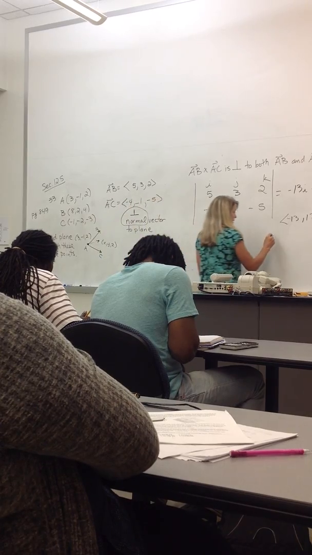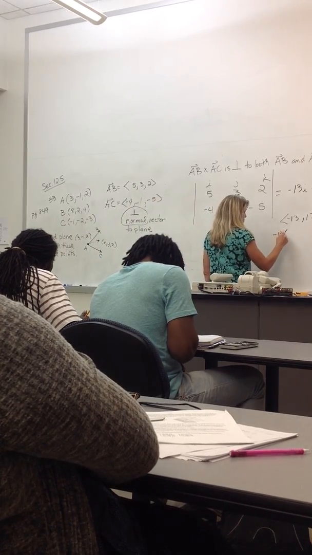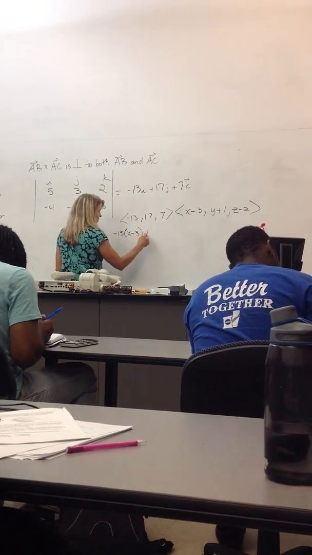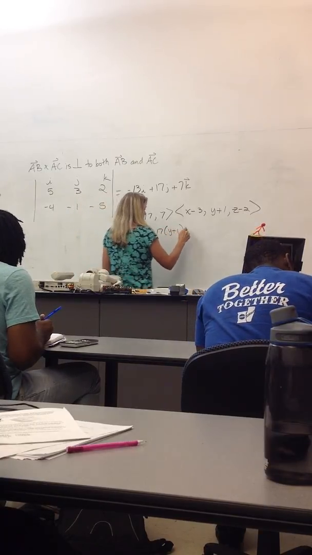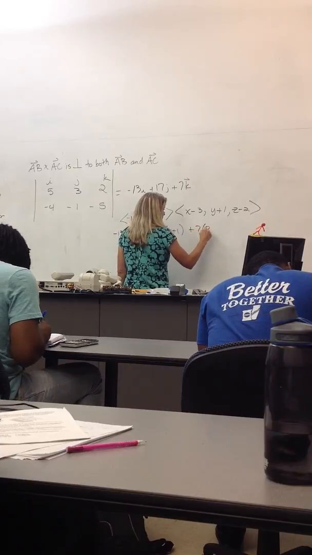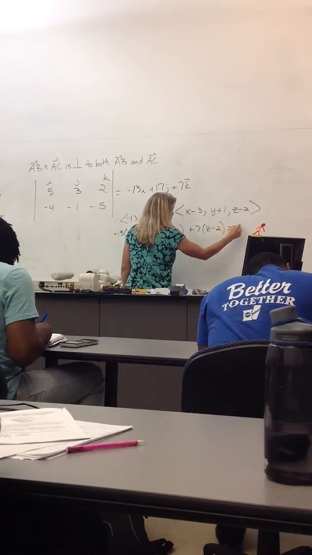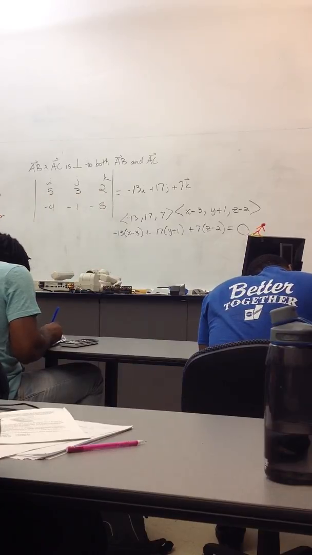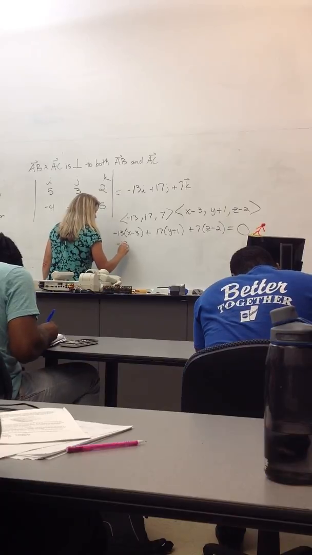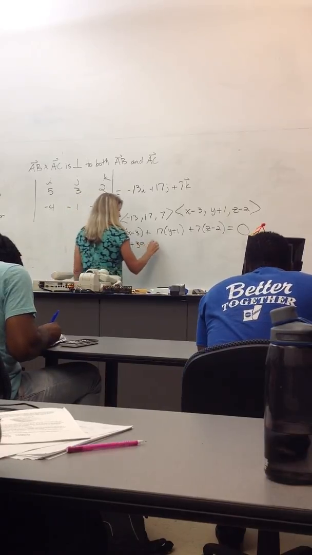If I dot them, how do you find the dot product? You multiply the x's together, you multiply the y's together, and you multiply the z's together, and then you add those products, and if they're perpendicular, you should get 0. That's the idea behind finding the equation of a plane.